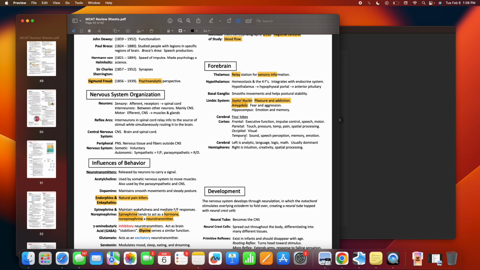Now we have the cerebral hemispheres. So the left is analytic, language, logic, math. So if the left hemisphere is for the mathematical stuff, it means that you're right-handed, right? But the left-handed people are very artistic, so usually dominant right. So dominant right is more usual actually, and it's for intuition, creativity, and spatial processing.